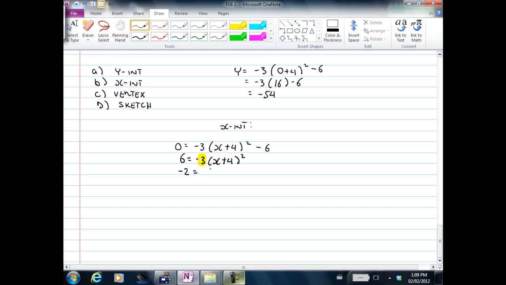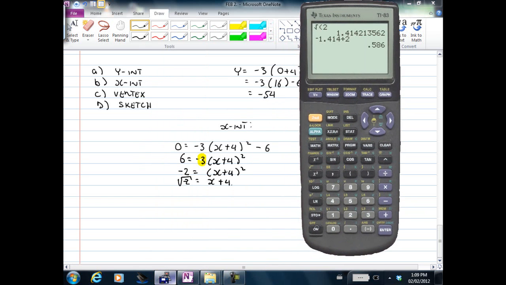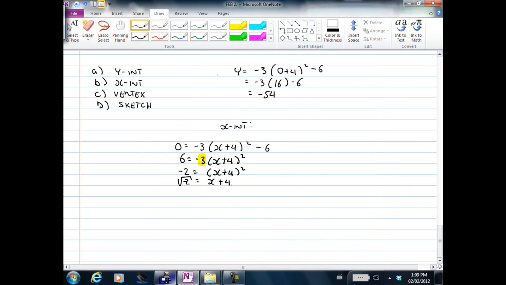Negative 2 equals (x plus 4) squared. You square root both sides. And the moment you punch in square root of negative 2, that's where I started getting a lot of questions. Go ahead and punch in square root of negative 2 in your calculator. It says error. That means it doesn't exist. If it doesn't exist, why doesn't it exist? Yep, Serena? Because your graph's upside down.